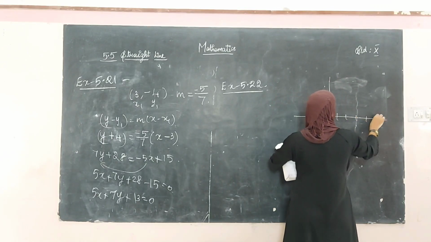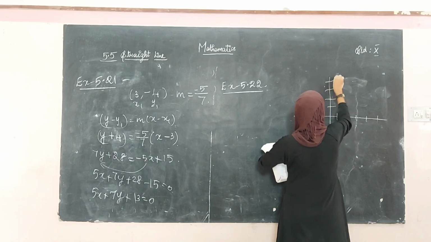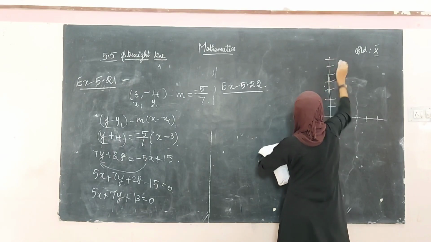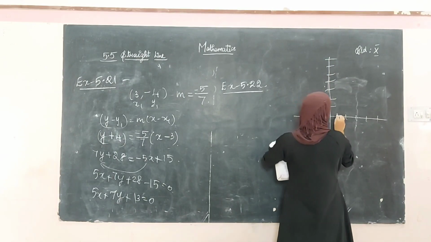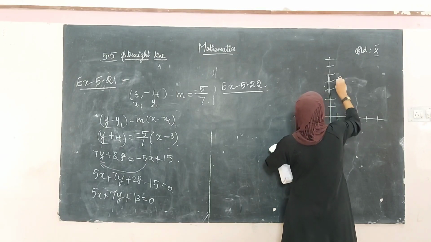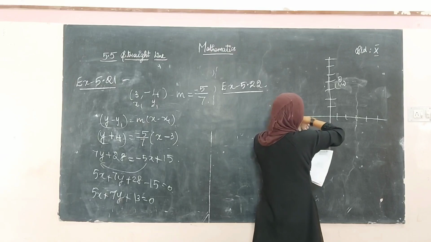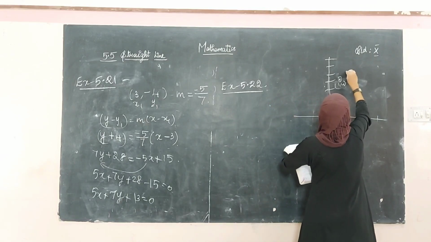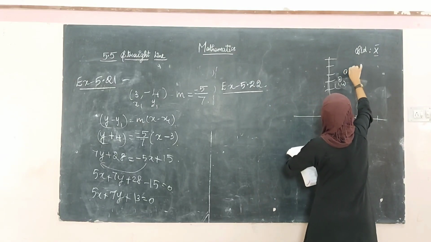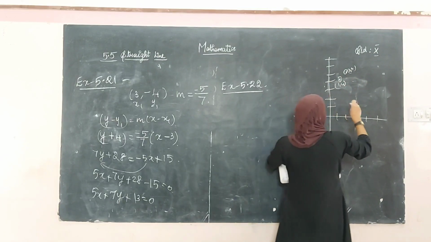One, 2, 3, 4, 5. 1, 2, 3, 4, 5, 6, 7. Okay, so where is 1, 4? This is 1, 4. Where is 2, 5? This is 2, 5. And where is 4, 7?